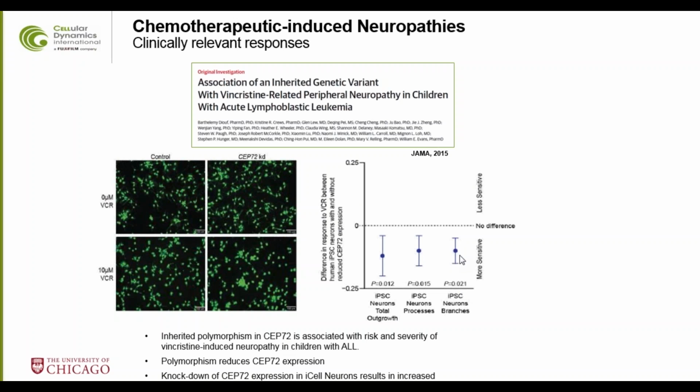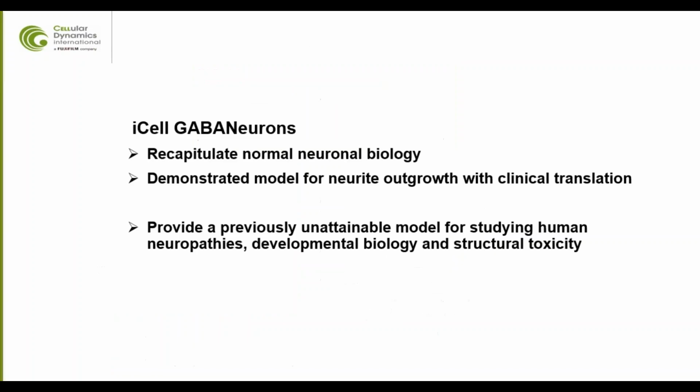So not only do we see an in vitro phenomenon here, we also see that translation to the clinic due to the human nature of the cells. All right, so to recapitulate, or to review, on the GABA neurons, we can see that we've got that normal neuronal biology, the demonstrated model for neurite outgrowth with clinical translation, and therefore it really provides a previously unattainable model for studying human neuronal neuropathies, developmental biology, and structural toxicities.